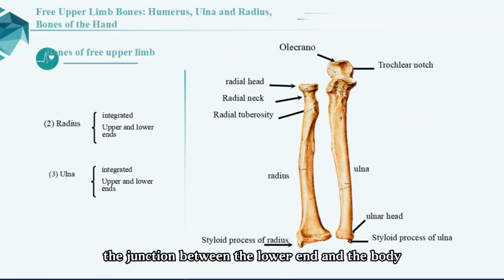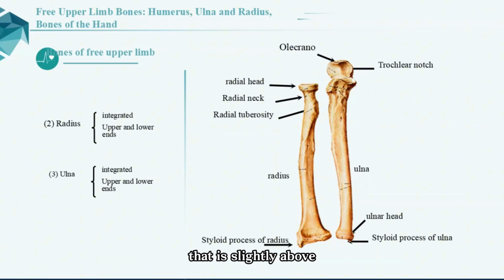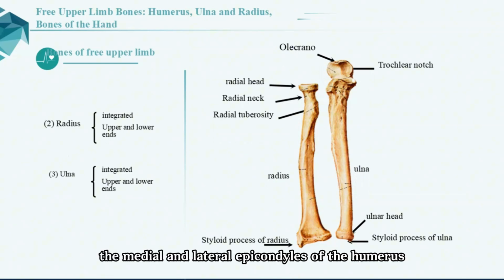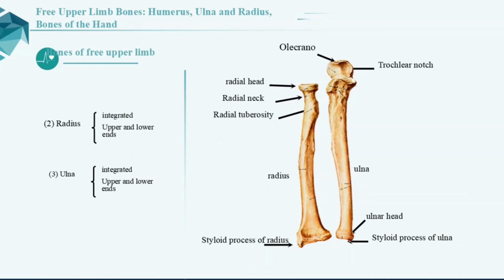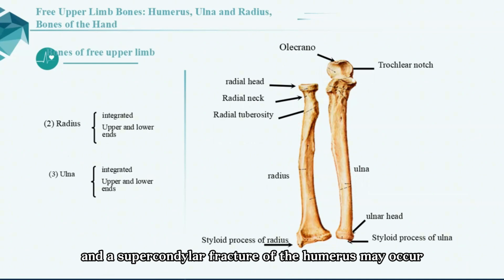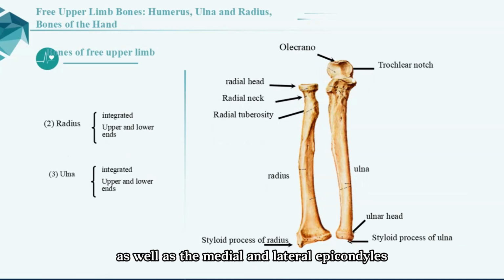The junction between the lower end and the body, that is, slightly above the medial and lateral epicondyles of the humerus, is relatively weak, and a supracondylar fracture of the humerus may occur due to violence. The major tubercle of the humerus, as well as the medial and lateral epicondyles, can all be palpated on the body surface. The radius is located on the lateral part of the forearm, consisting of one body and two ends.